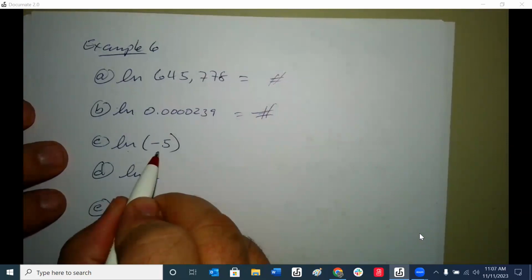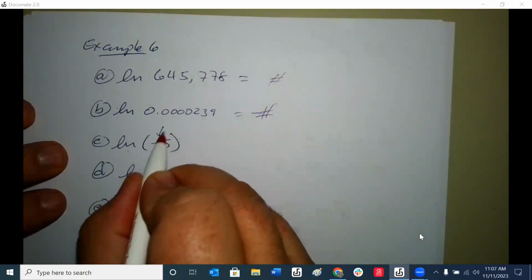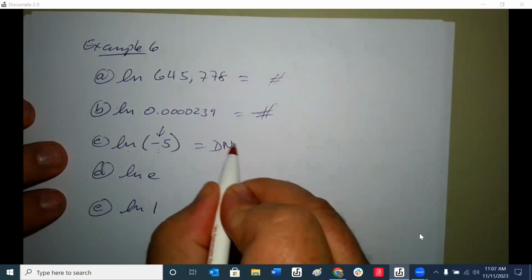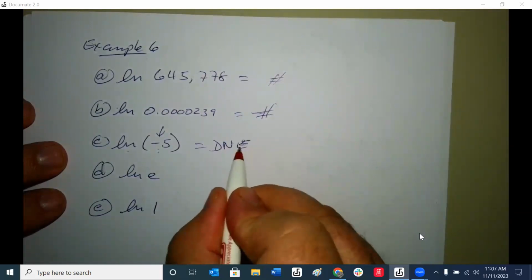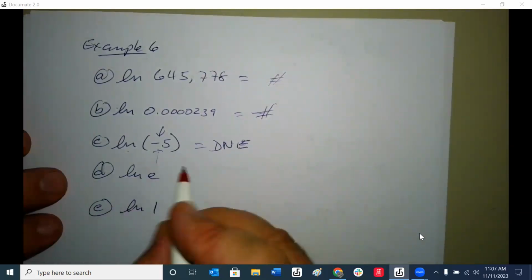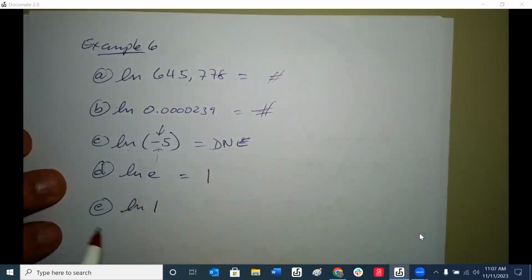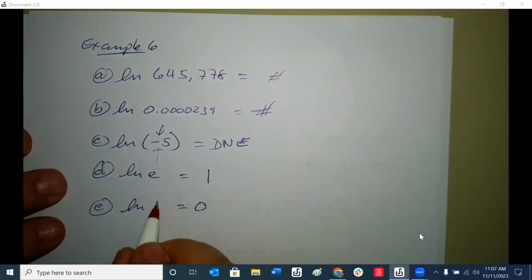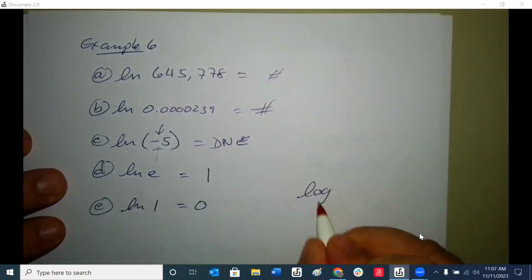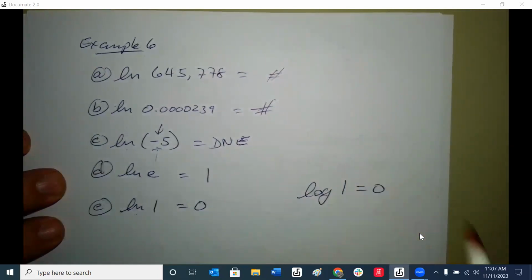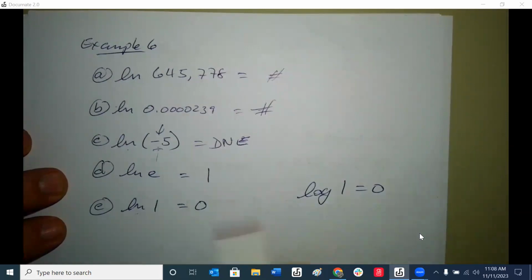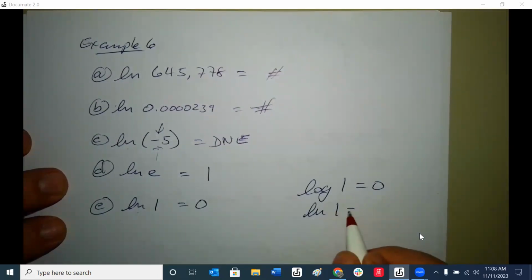This one, again, you cannot have an X in here. This one does not exist because you cannot take a log of a negative. This one will equal 1, and this one will equal 0. Remember, we said earlier, the log of 1 is always 0. So also the natural log of 1 is 0.